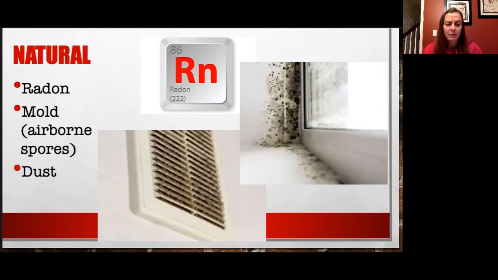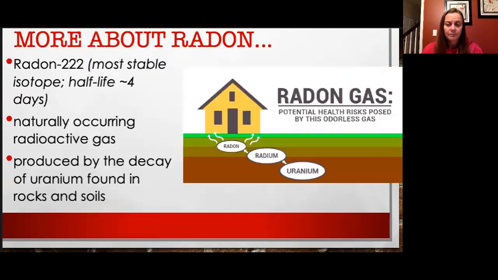Here, a much more common problem is mold because of the level of humidity of our air. The mold itself is not actually the concern. It's the fact that mold reproduces through spores, and those spores become airborne, and those are an issue for us. And then dust. Dust, depending on the size of the particle, can be a significant issue for human health. So let's talk a little bit more about radon.